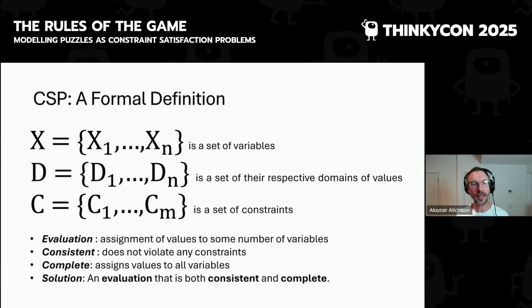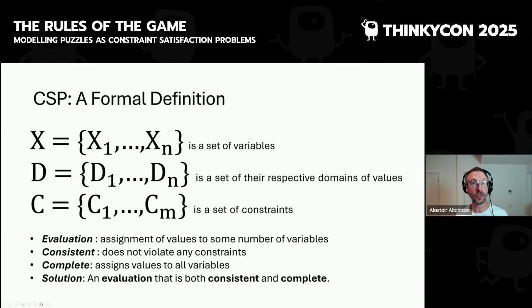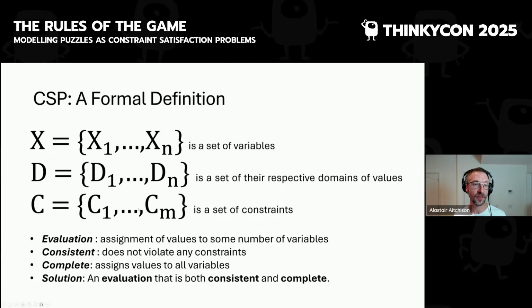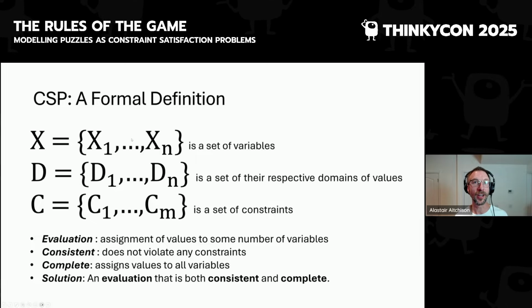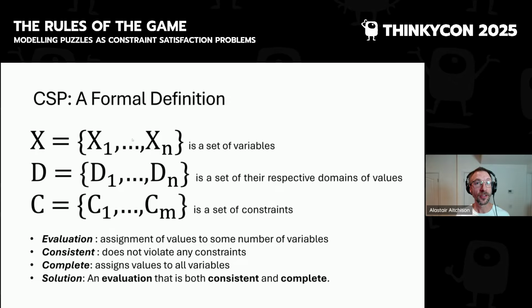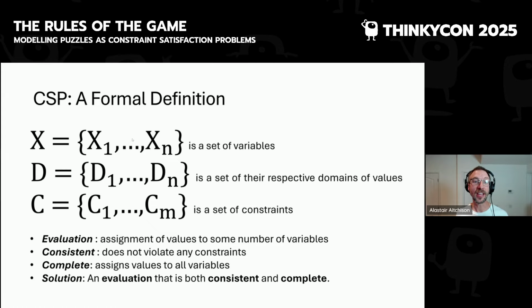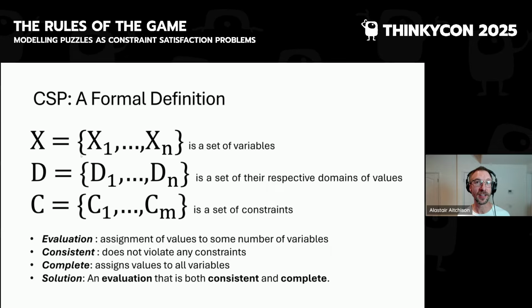And we can say that an evaluation is consistent if those assignments do not violate any of the constraints. And we can say it's complete if all of the variables are assigned a value. Now, if you have an evaluation that's both consistent and complete, we say it's a solution to the constraint satisfaction problem. And that's what we're going to be searching for.